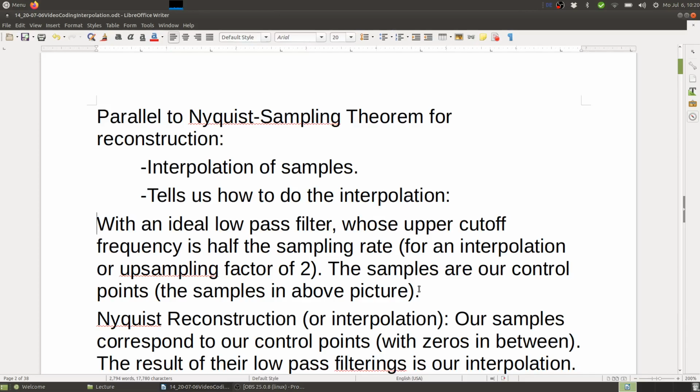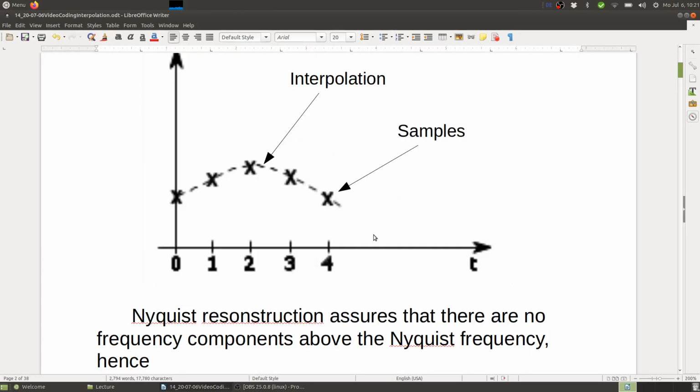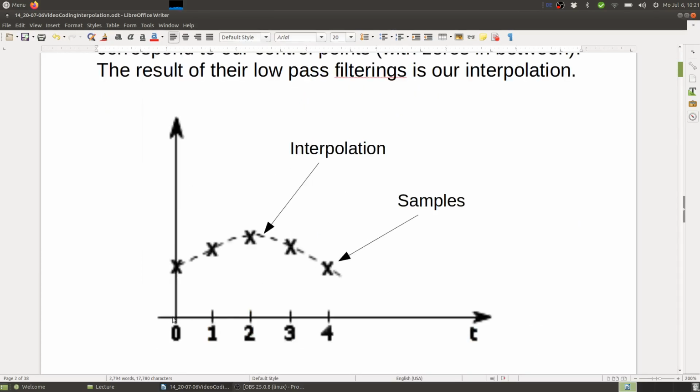So the samples are our control points, the samples in the above picture. Nyquist reconstruction or interpolation means our samples correspond to our control points with zeros in between, the zeros for the upsampling. The result of the low-pass filtering is then our interpolation. This is what you can see here. Here we have points, for instance in time, but it could also be positions of our pixels. Here the crosses are our pixel values, vertically is the brightness value, for instance, and the dashed line is the interpolation.